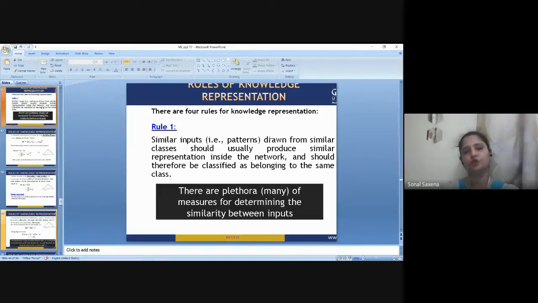So there are four rules for knowledge representation. Rule number one: similar inputs drawn from similar classes should usually produce similar representations inside the network and should therefore be classified as belonging to the same class. There is a plethora of measures for determining the similarity between inputs.